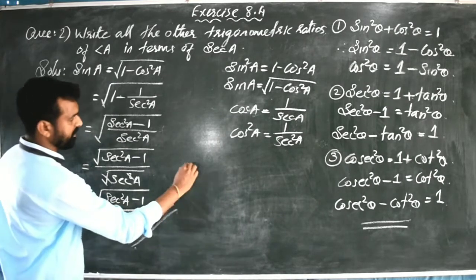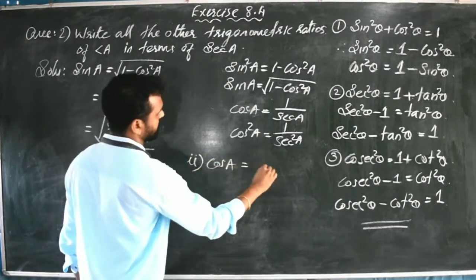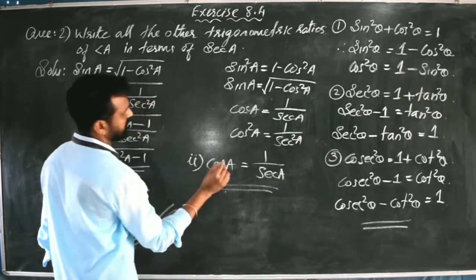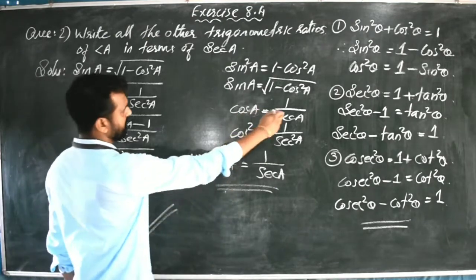Now the second one, number 2, is cos A. Cos A we have to express in terms of sec A. How can we express that? Directly we can write 1 divided by sec A. Cos A is equal to 1 by sec A. That much only.